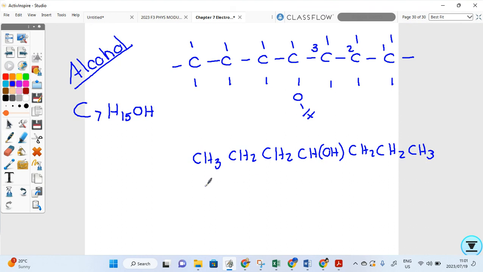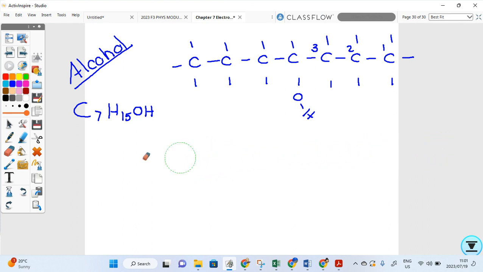The last two CH2s, can't you put them in a bracket and say two are the same? You can, but there's not enough space. You can, but please don't ever do that with a CH3.